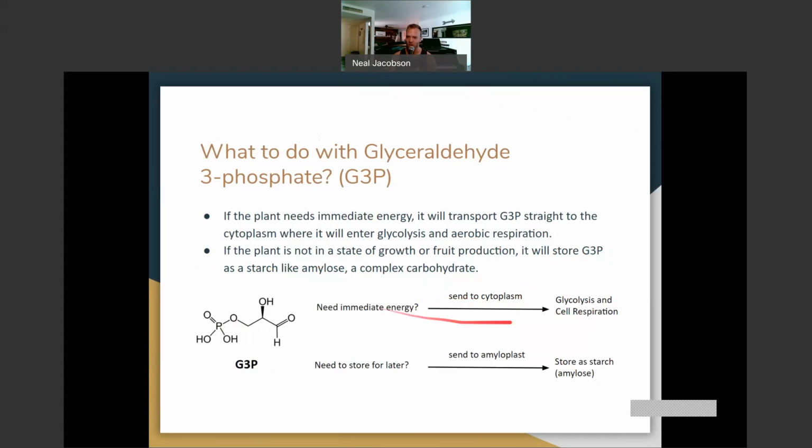Okay. So if you need energy, you send it to the cytoplasm for glycolysis and cell respiration. If you need to store that energy for later, you can send it out to the amyloplast and it'll turn it into a starch and store it. Or it might turn it into part of the cell wall, like a cellulose structure. Okay, and that is it for photosynthesis. Hope you guys enjoyed it.